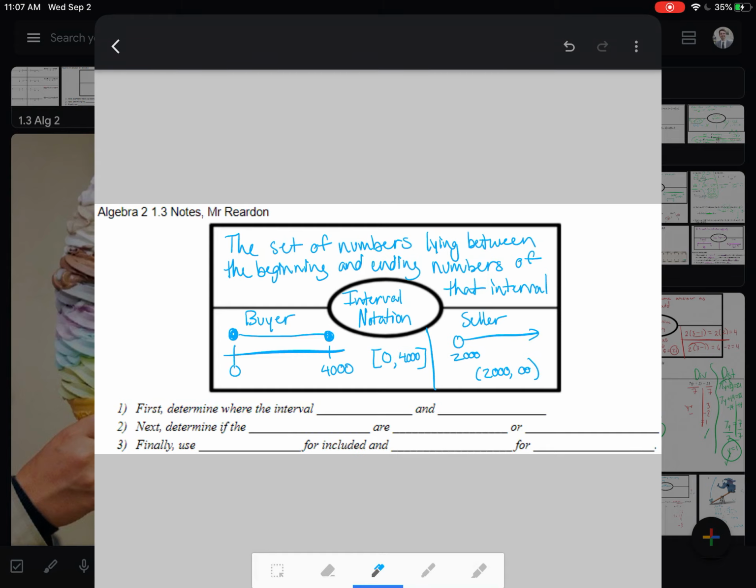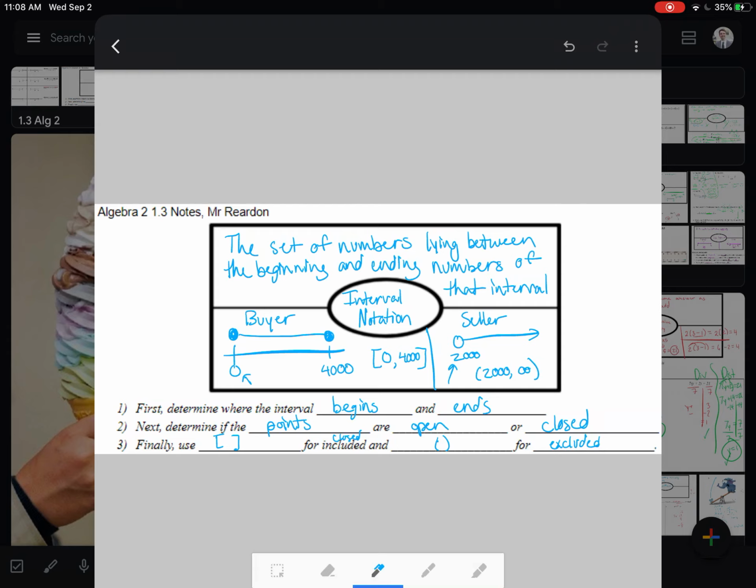All right, so first, when we have an interval, just like we did here, we need to see where the interval begins and ends. Next, determine if our interval points are open or closed. So an example here, for 2,000, that is open, and for 0, that is closed. Finally, use brackets, and I'll draw it in, for included or closed. So we include 4,000, so that's why it's closed, and use parentheses for open or excluded.